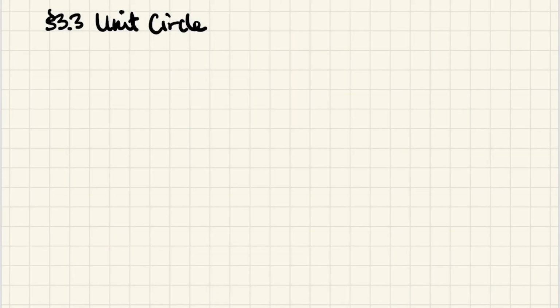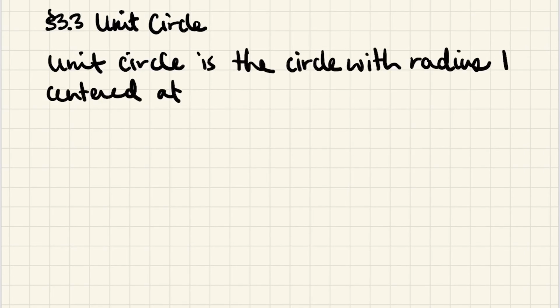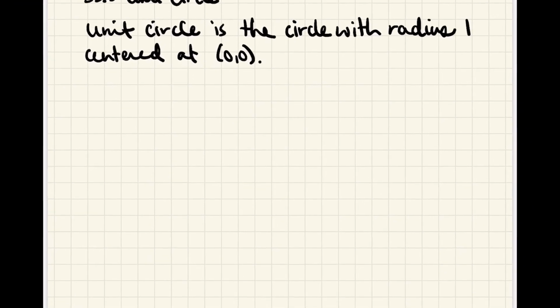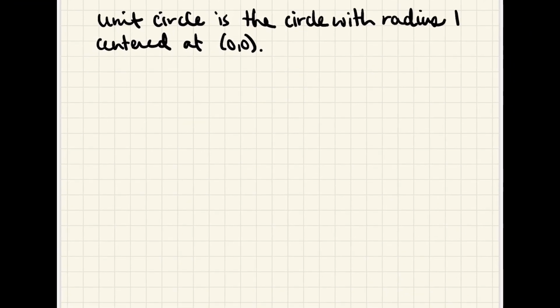All right, in this section we're going to see something called the unit circle, which turns out to be a very useful way of organizing radian and degree angles and their trigonometric values. So, what is the unit circle? The unit circle is simply a circle with radius 1. When we talk about the unit circle, we're referring to the circle with radius 1 centered at the origin.